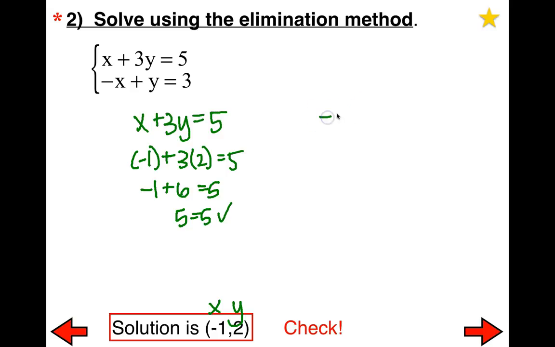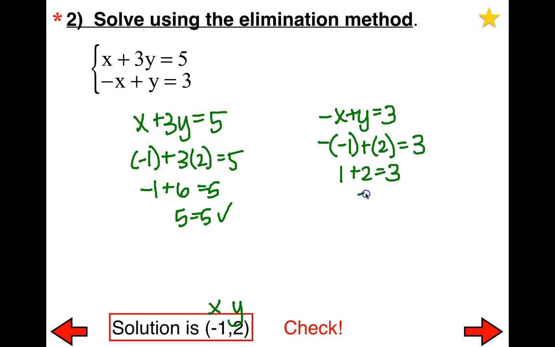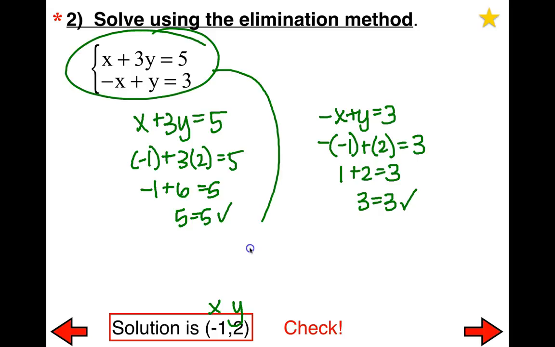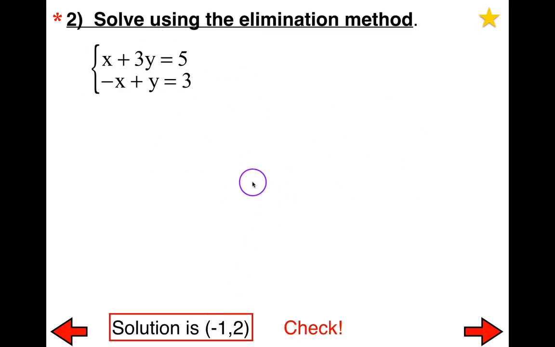So we have a negative x plus y equals 3. You're going to plug in a negative 1 for x and a 2 for y. Here we're left with a positive 1 plus 2 equals 3. We end up with 3 equals 3. So guess what? It works for both. So you can confidently say the solution to the system is indeed negative 1 comma 2.